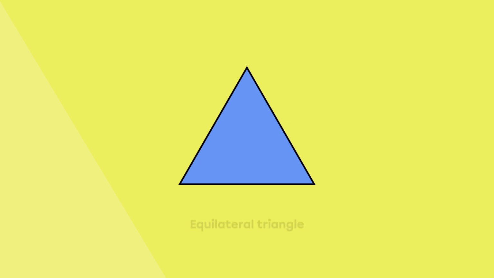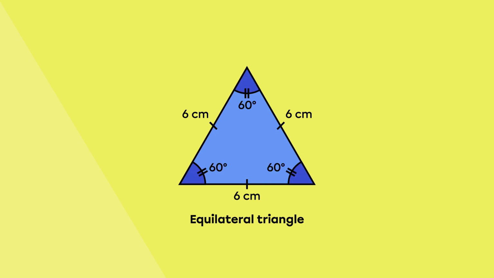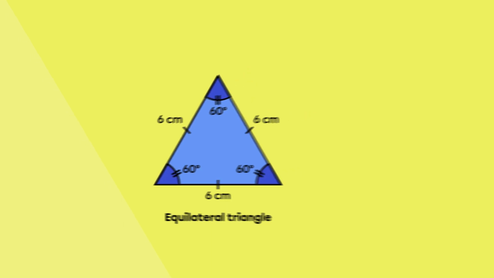Here is an equilateral triangle. It's called equilateral because it has three congruent sides. This means that the three sides have the same measure. For example, the sides of this triangle each measure 6 centimeters. An equilateral triangle also has three congruent angles that each measure 60 degrees.